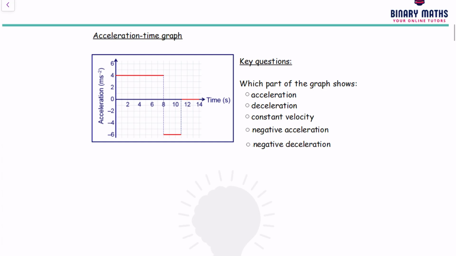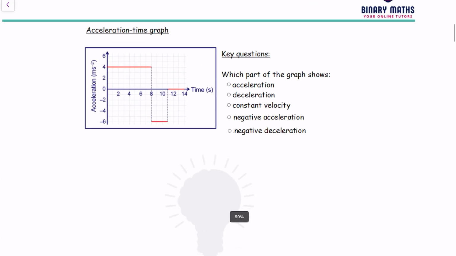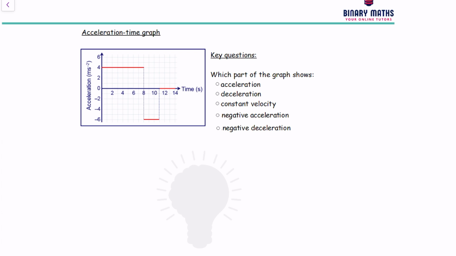So the only other thing very briefly I want to go through is an acceleration time graph. So here on the y-axis you've got acceleration, on the x-axis you've got time in seconds. Which part of the graph shows acceleration? So acceleration is when it's positive. If I call this part of the graph A, this part of the graph B, and that part of the graph C, then the part that shows acceleration is the first part, which is A, because acceleration is positive there. Deceleration is when we have negative acceleration. So that means it's part B.